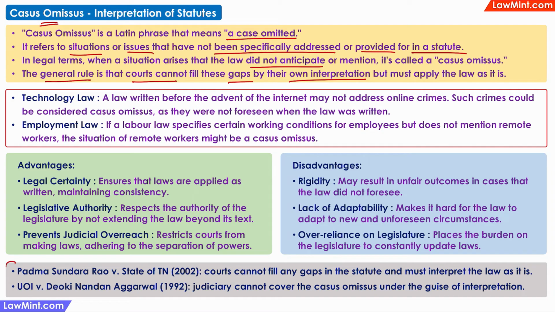This rule has been reconfirmed by the courts in some landmark cases, that the judges should interpret the law as is and not attempt to fill significant gaps in the statutes in the guise of interpretation. Since the basic idea here is to interpret the law as is, the advantages will be certainty or predictability, and also in ensuring that the process of creating laws is left to the legislature. The disadvantages are that this makes the laws rigid and there is an over-reliance on the legislature, leading to relatively straightforward situations not being addressed, just because there is no specific law in place.